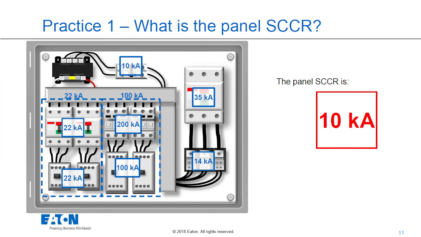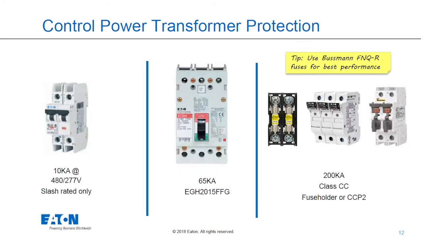So what else can I use for control power transformer protection? What are all of my options there? So the first is exactly what I'm using right now, that is a 10 kA breaker.